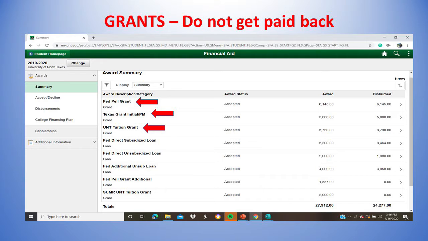Now over on towards the right, you can also see how much the award is that they're offering, and then beside that it says dispersed, and dispersed means actually how much should be going to the student once you accept that.